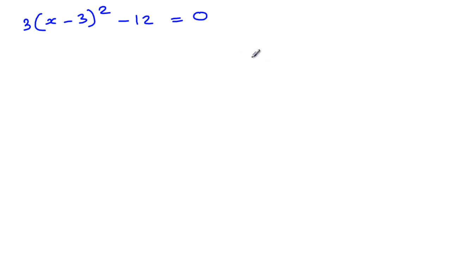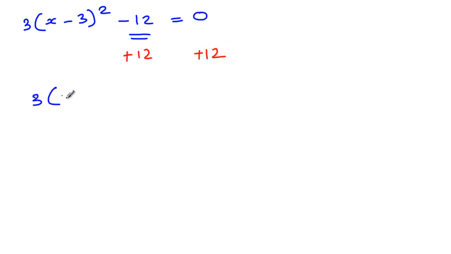In this presentation we will understand how you can solve a quadratic equation when it is given in vertex form. So this is in vertex form and I want to find its roots. It's really very simple. First of all, I have to take this value to the other side of the equation. For that I will add 12 here and I will add 12 here.